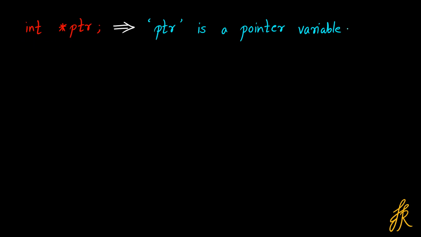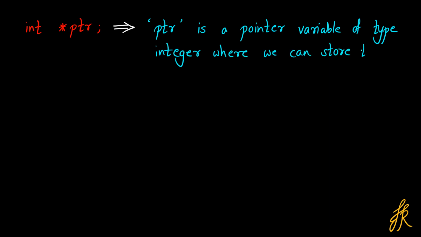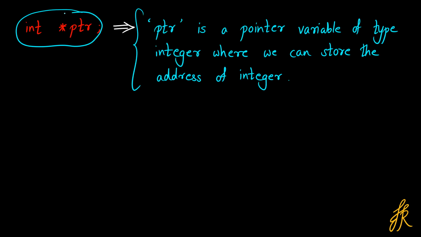Ptr is a pointer variable of type integer where we can store the address of the integer. Right. So this is the meaning of this statement. Fine.